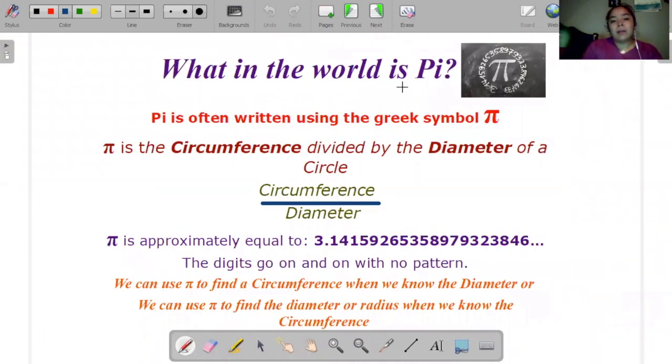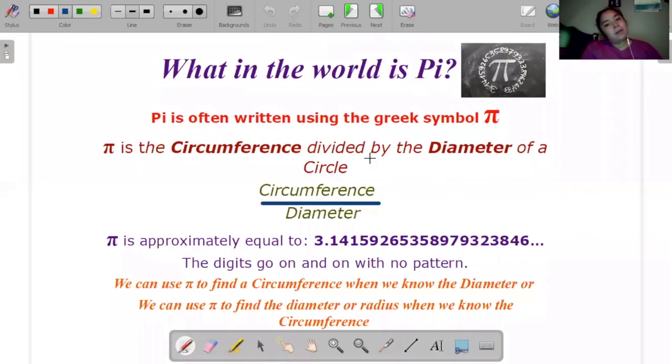So what in the world is pi? Pi is the ratio of the circumference divided by the diameter, circumference over diameter. And we use the Greek symbol, this symbol here, to represent pi. That Friday, before we left school, we did an activity where we had to measure different circular objects, and we had to divide by its diameter. And we noticed that most of the answers were equal to 3.14 or close to 3.14. And that's the value of pi. So pi is approximately equal to 3.14.